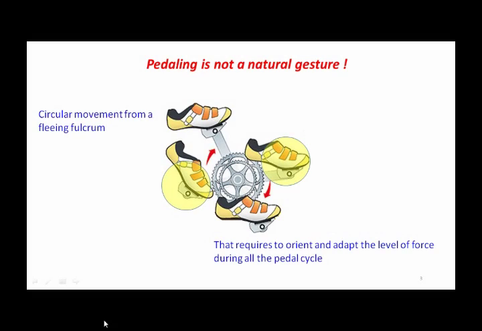It's not like for the runners. It's very, very difficult to apply a very effective force on the pedal, in a very good direction, at a good level, according to all the pedaling cycle. That's required to orient and adapt the level of force during the entire pedaling cycle.